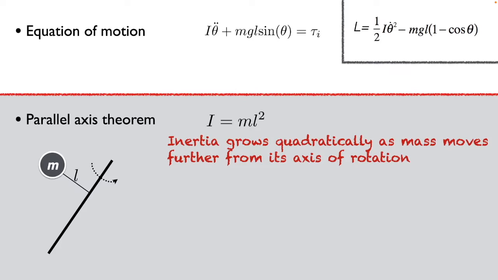So one theorem that we can recognize is applicable in the case of the pendulum is what's called the parallel axis theorem. What this theorem states is that when you have a point mass rotating about a fixed axis of rotation, the inertia grows in this form. So we say that the inertia grows quadratically as the mass moves further away from the axis of rotation, where that variable L is defining the distance of the mass from the axis of rotation.